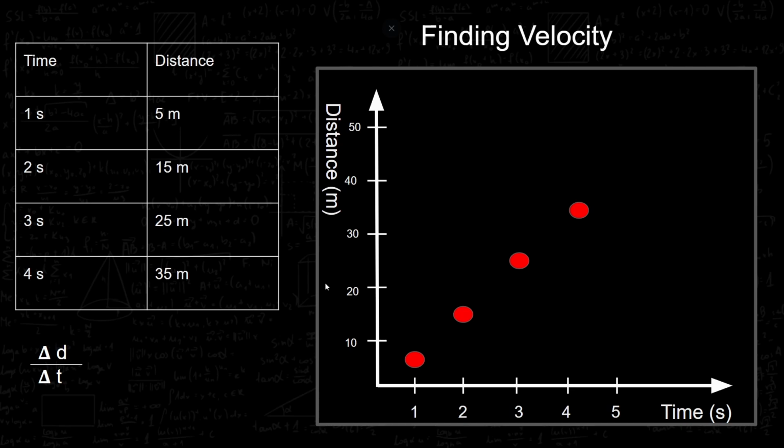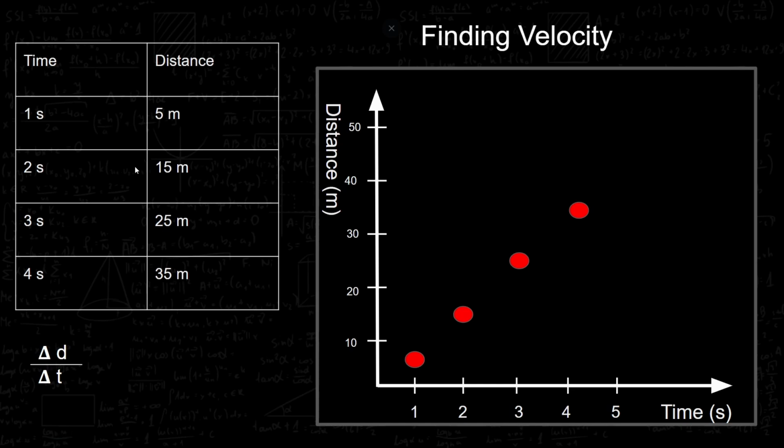Okay, how do I find velocity? So I'm going to use this equation down here, the velocity equation. So it is the change in distance divided by the change in time. The delta, or the little triangle symbol here, is a symbol for change. So the change in distance divided by the change in time.